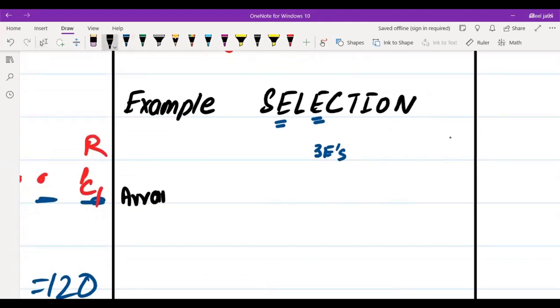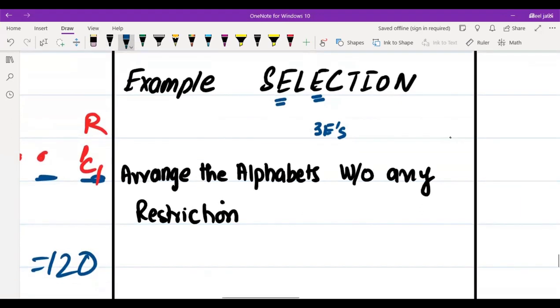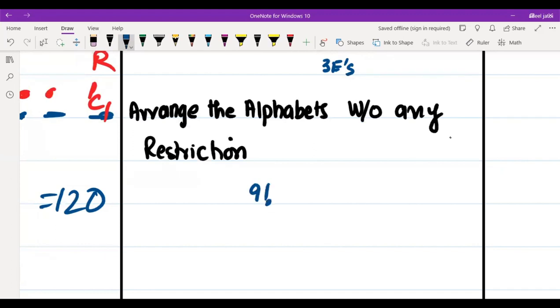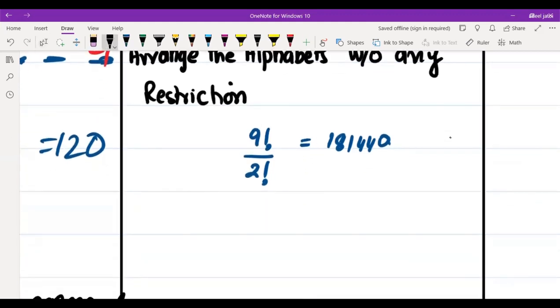Arrange the alphabets without any restriction. So how many alphabets do we have in this? 1, 2, 3, 4, 5, 6, 7, 8, 9. We have 9 alphabets, and obviously two of these are being repeated. So we will divide. So the answer is 181,440.